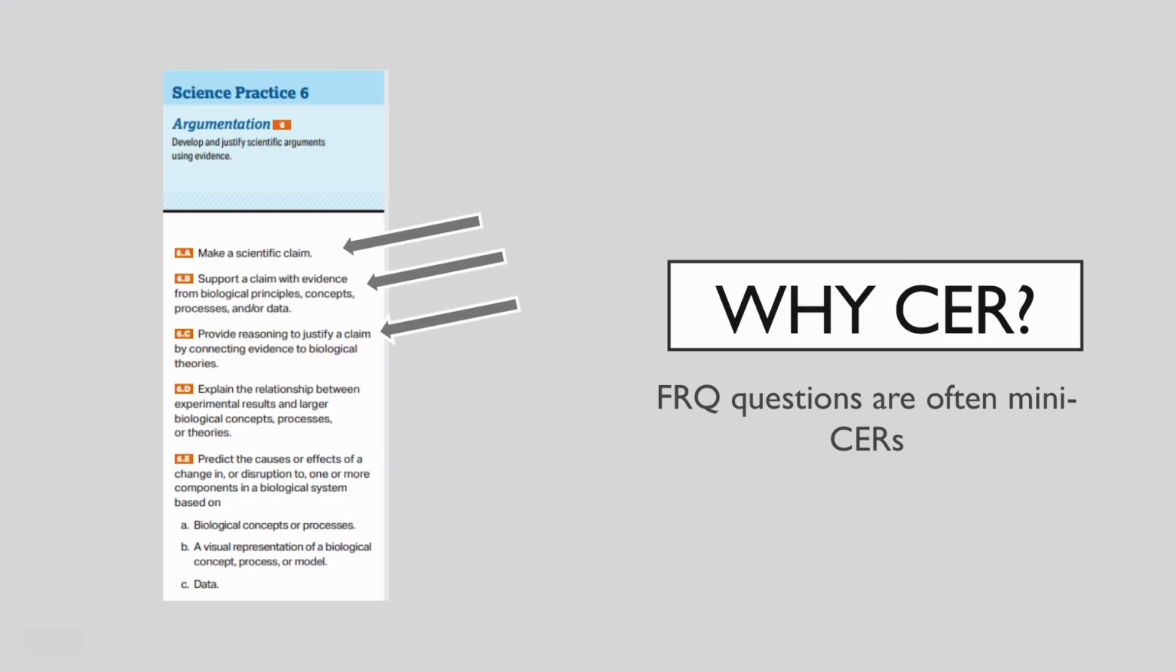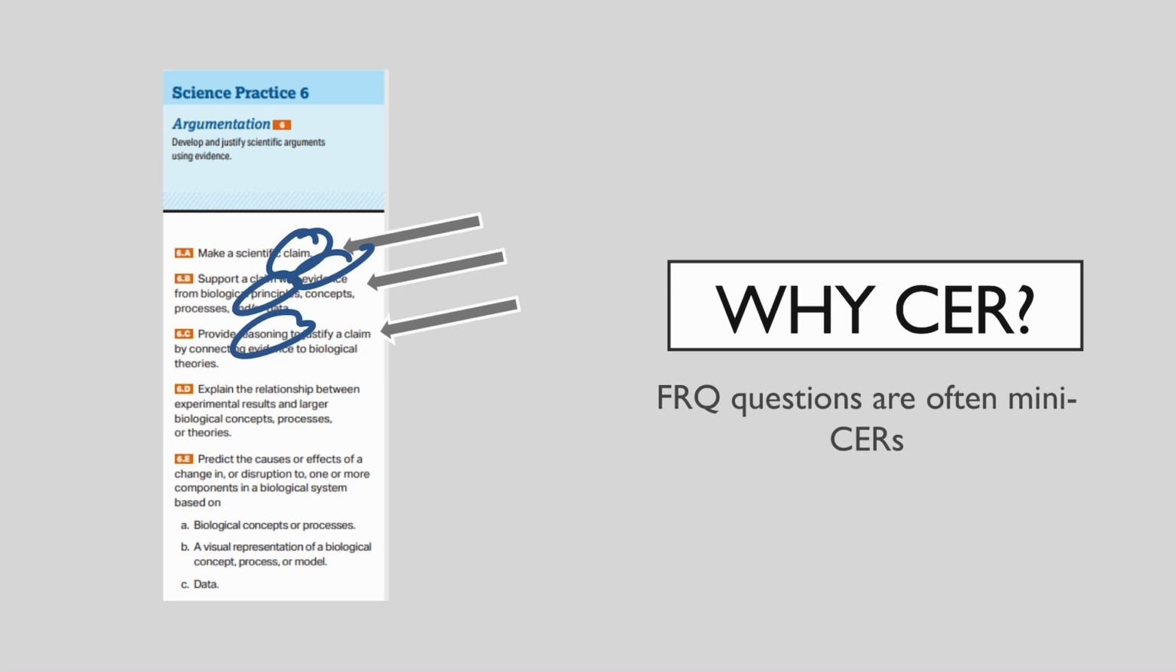Why do we do CERs in AP Bio? Because of Science Practice 6, which is one of the most common science practices to appear on the test and also one of the harder ones. Science Practice 6 is literally about argumentation. Oh, look at the word claim there. Ooh, look, evidence, principles, what? Reasoning? Okay, the first 3 bullets out of the 5 bullets that make up Science Practice 6 is literally CER. And on many FRQs, you will be asked to write out argumentation, CER type things.